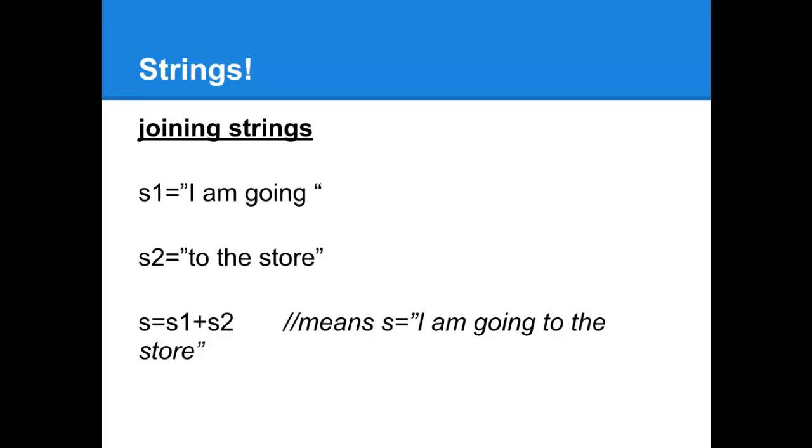To join strings together, it's as simple as using the plus sign. So as you can see here, saying that s is equal to string 1 plus string 2 puts the two together to form a single long string.